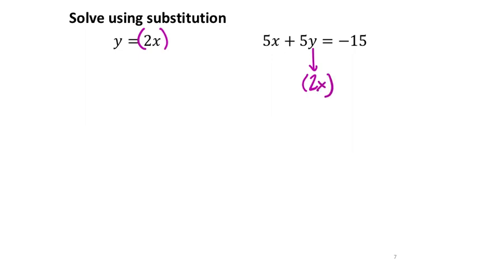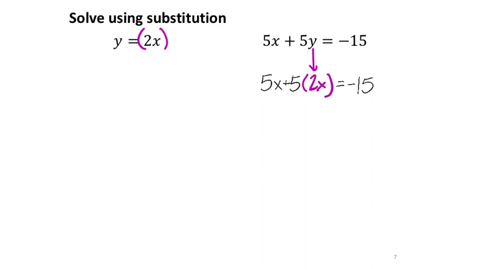Now I'm putting in parentheses because there's other stuff that's being operated on it. So let's show that as well. This would be 5x plus 5 times the 2x, just like it was 5 times y. And then this would equal negative 15. So this is the equation that I have to solve. All my x's are on the left, which is great.